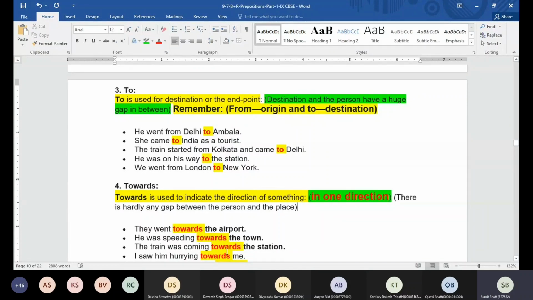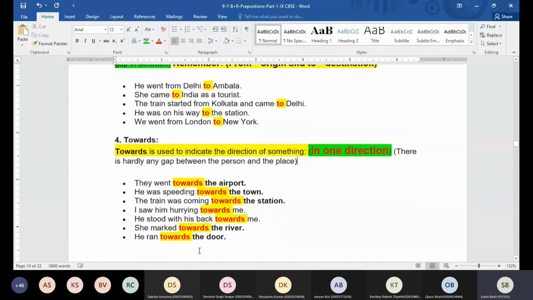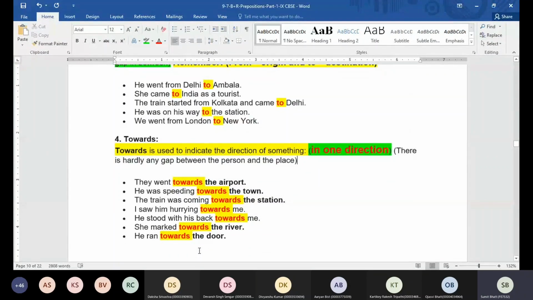He was speeding towards the town. The train was coming towards the station. I saw him hurrying towards me. He stood back towards me. He marched towards the river, or he ran towards the door. So when we have "towards," guys, it means in one direction. There are two things and there is hardly any gap between them. In that case, we are supposed to use the word "towards." Any doubt here, beta? Anyone?